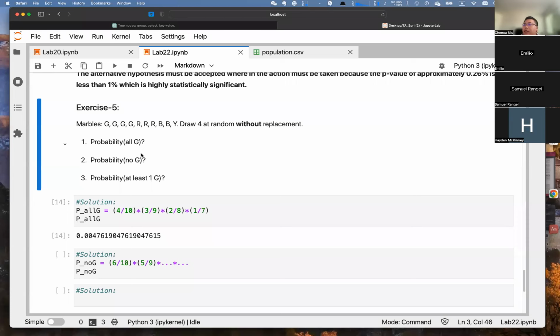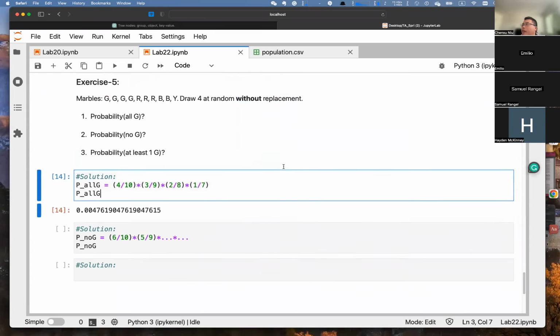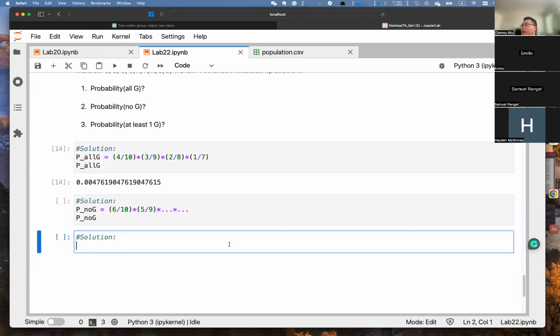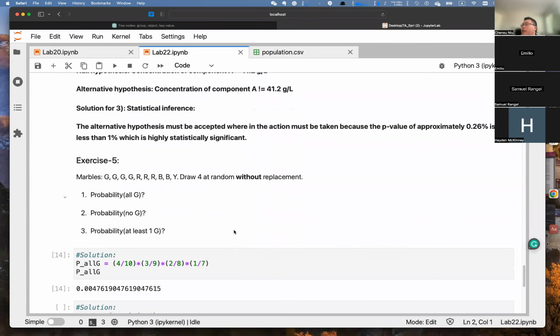So you need to finish it by yourself. It is without replacement, so please be careful. It's not exactly the same as exercise 2, so please finish it by yourself. And that's all I want to share today.